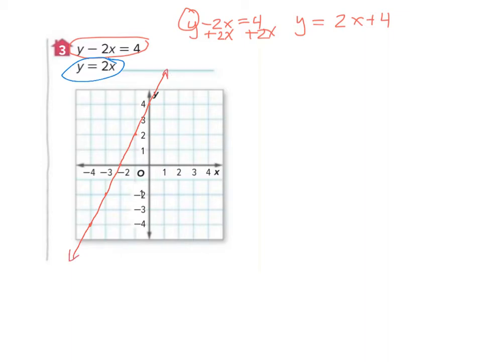My slope m is positive 2. And then my slope for my second equation is also 2. And it's just 2x, so it passes through the origin. And here are the points for it. And so then both of my lines are parallel with each other. Therefore, there is no solution.